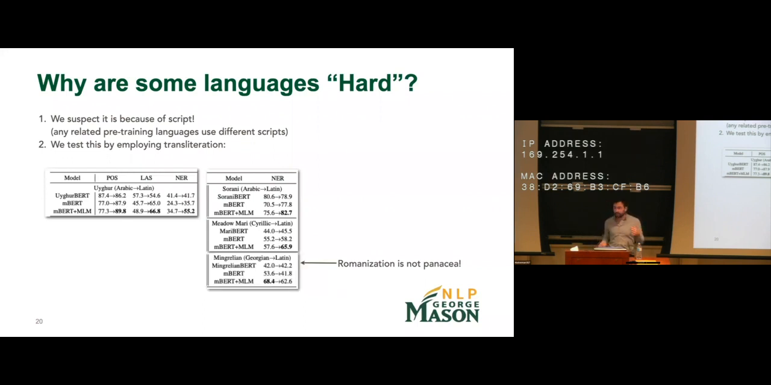Okay? If you take Mingrelian, a Kartvelian language spoken in the Caucasus region, the most related language to it that the model has seen during pre-training is Georgian. And Georgian uses the Georgian script, as does Mingrelian. So if I change Mingrelian into Latin, now the models do worse. So I guess the takeaway is think about the language and what might work better for them.